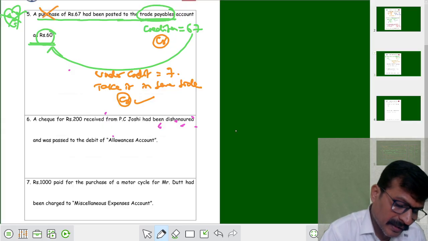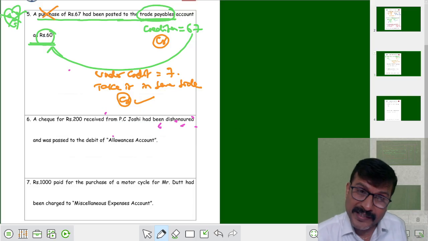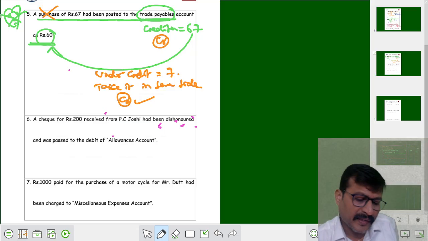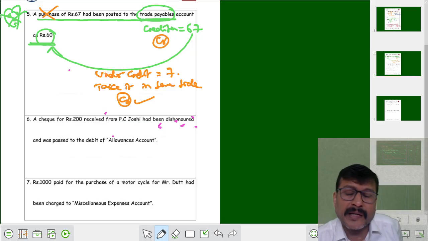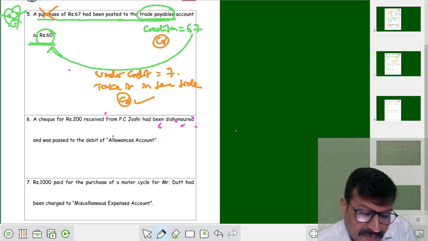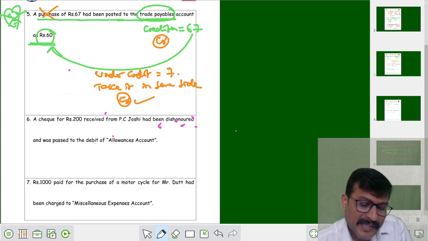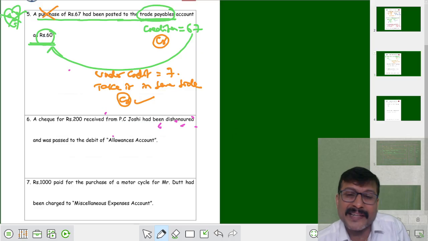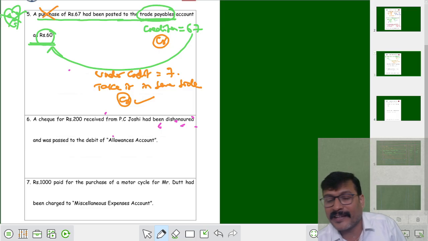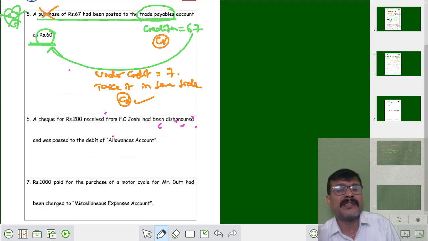वो परचेज नहीं लेना हमें, purchased goods for 67. Please concentrate. Purchased goods for 67. Posted to the trade payable account. Trade payable means creditor. In creditor account you have recorded 60. Instead of 67 you have recorded only 60. That is called under credit, because you have recorded less amount in the creditor, under credit. When it is under credit, take it in same side means credit side.